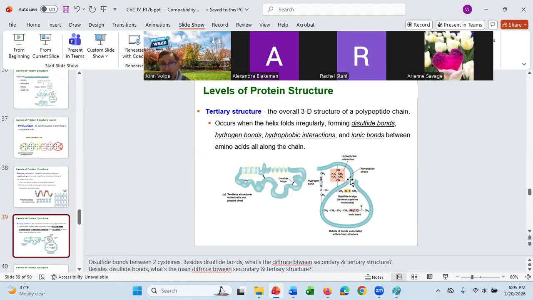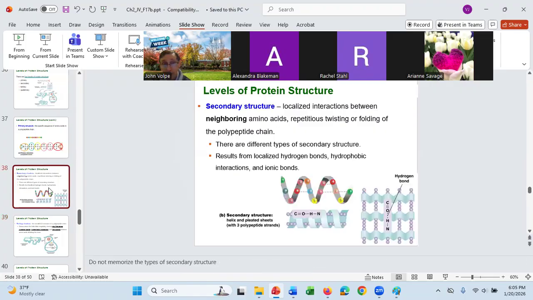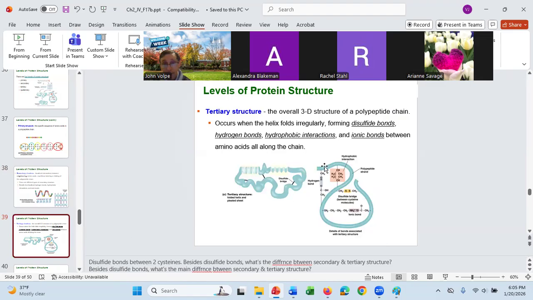There's one other difference in the tertiary structure, and that is we have a force of attraction in the tertiary structure that you do not see in the secondary structure, and that is a disulfide bond.